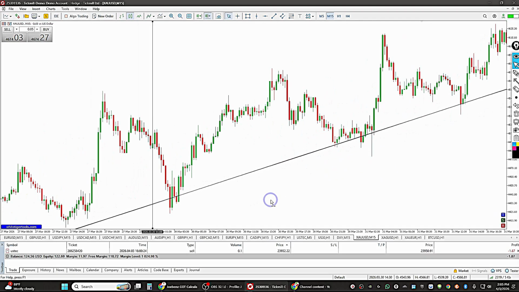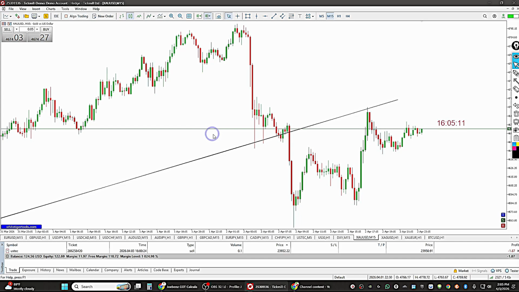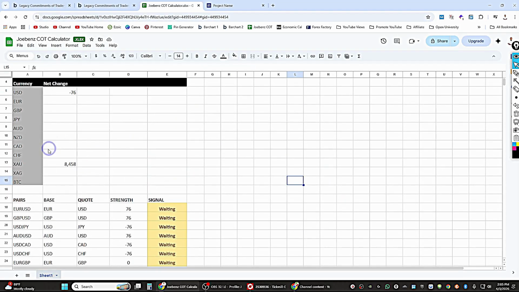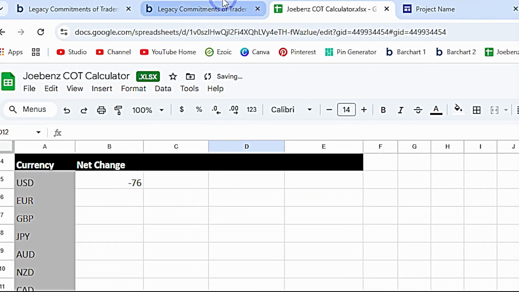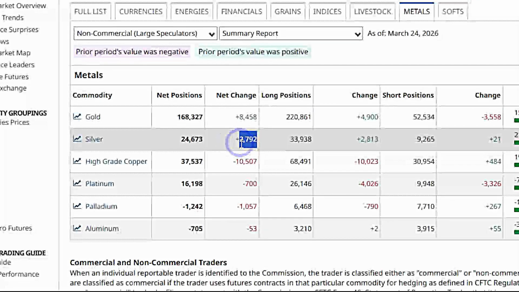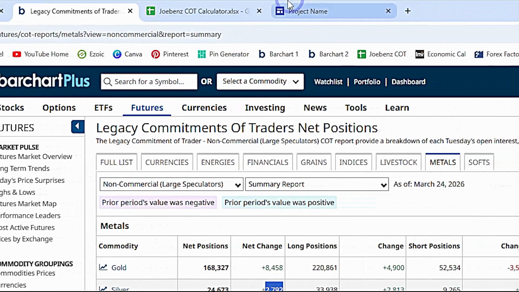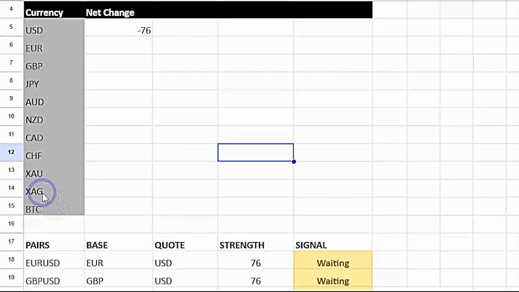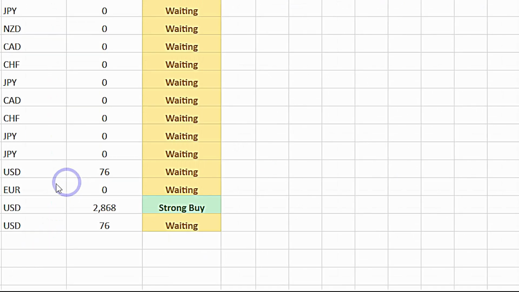This is another good example. If you go back again to our chart, we're going to see something. Okay, hold on. Come back here and delete this data here for gold. Let's go back and pick data for silver. We're going to copy silver. Silver is plus 2,792. We'll go back to our calculator, and we're going to add it to XAG. I'll paste it right there, and we're going to go to silver.